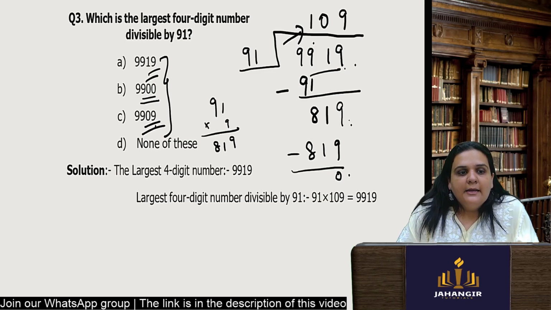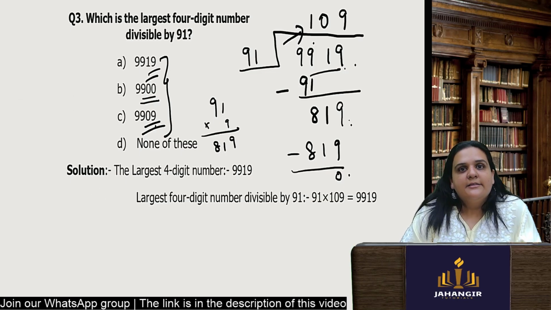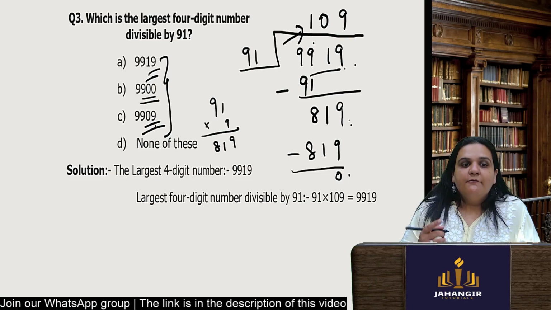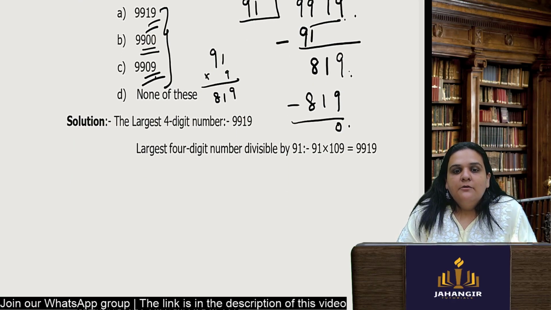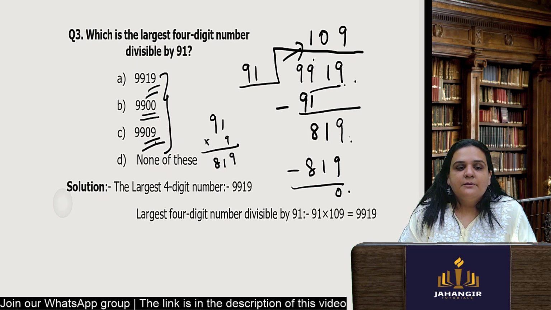So I can try 9919 and then 9909. So let me try with 9919. Why? Because this is the highest number among these two. So yes, when I multiply 91 by 109, I will get 9919. So this is the largest 4-digit number divisible by 91.